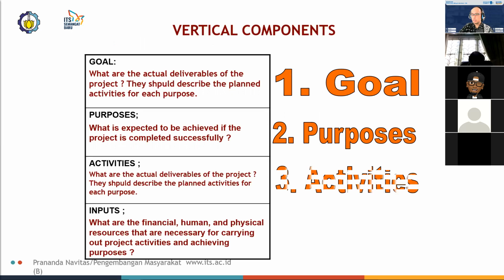And then the activities, the actual deliverables. Sorry, there's a typo there.